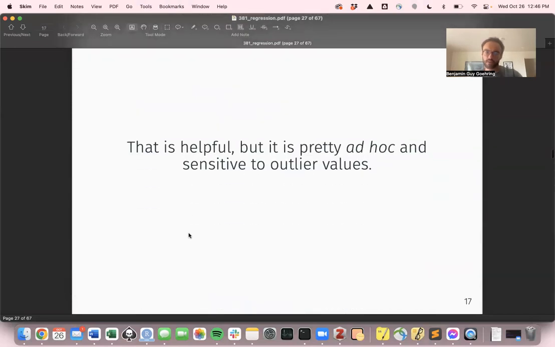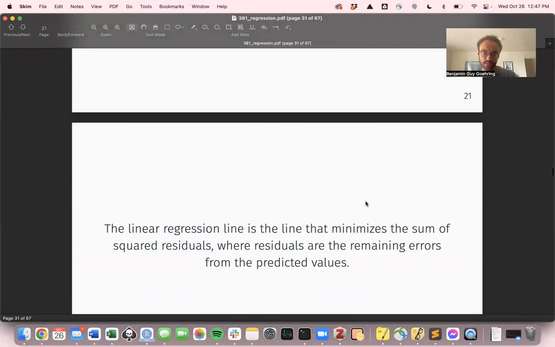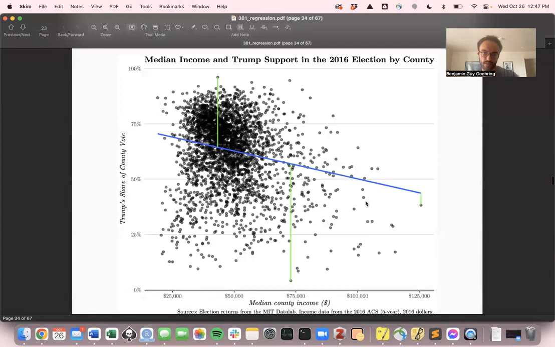So let's put the constraint on it that we want to draw this line through our data. It's going to be a linear relationship, a single line through this data. And we're going to say that this line is the line of best fit. It's the line that minimizes the sum of squared residuals, where the residuals are these green lines.